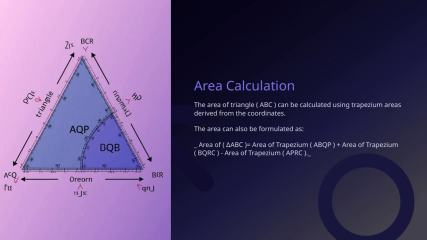This technique is quite powerful because it leverages the properties of trapeziums to simplify what might otherwise be a complex calculation. So the key takeaway here is that by dissecting the figure into these trapeziums and understanding their relationships, we gain a flexible and often more straightforward way to calculate the area of a triangle in coordinate geometry. This ties into our overall theme of using geometric shapes and their properties to solve area problems more efficiently.